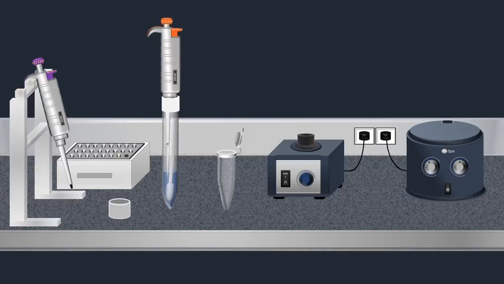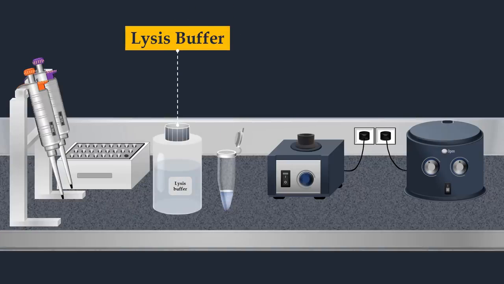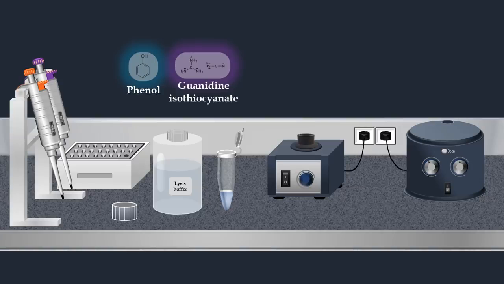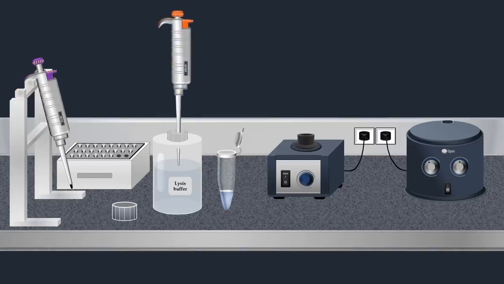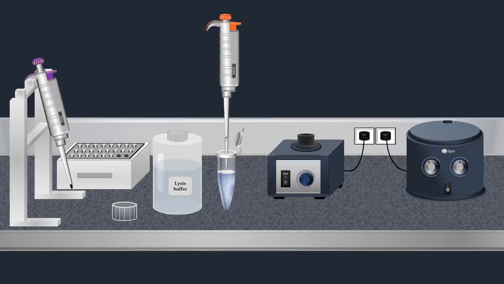To extract the viral RNA by using a commercial kit, the sample is first added into a microcentrifuge tube. Then it is mixed with a lysis buffer. This buffer is highly denaturing and usually consists of phenol and guanidine isothiocyanate. Also, RNase inhibitors are usually present in the lysis buffer to ensure isolation of intact viral RNA.